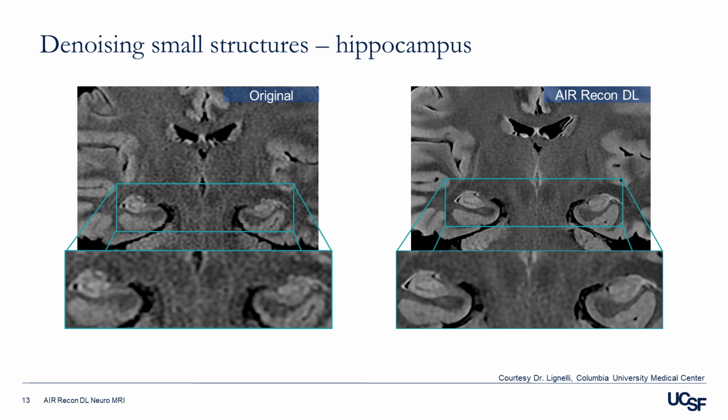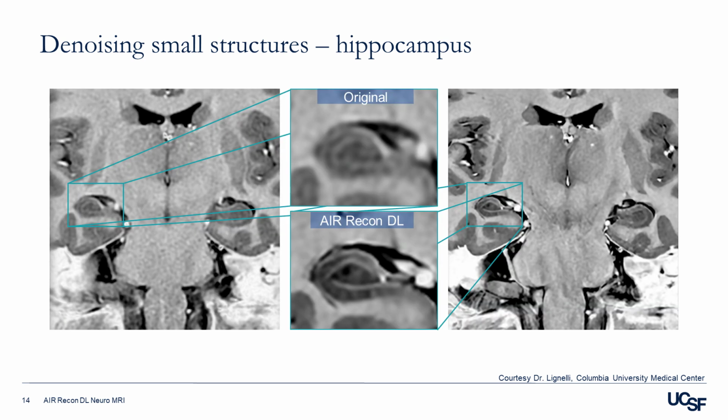On screen left, you see the original acquisition, and on screen right, you see the acquisition after AIR Recon DL. And you can see the detail in the hippocampus, the small structures within the hippocampus that we use to assess whether or not there's any mesial temporal sclerosis or other alterations, is seen to much better effect here too following the AIR Recon DL.